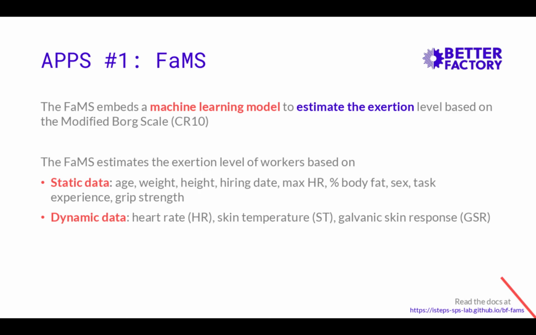The FAMS estimates the exertion level of workers using a machine learning model. To feed the model, 2 different kinds of data are needed, static data and dynamic data. As static data, we mean human features that are static over time and do not change frequently, like the age or the weight. Instead, parameters changing at high frequency are referred to as dynamic data. Examples of dynamic data include the heart rate and the skin temperature.